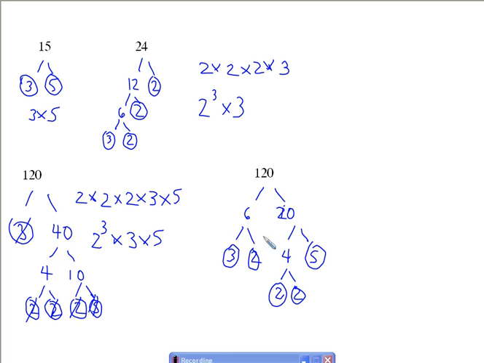So either way, I'm going to end up with the same thing, because if you look here, I still got 2 times 2 times 2 times 3 times 5. And that's going to be 2 to the third power times 3 times 5, which is exactly the same as I got over here, which makes perfect sense because this does multiply out, and it equals 120, and so does this. So it doesn't matter how you approach it, which thing you start dividing with. I could start by dividing this by 2 and end up with 2 and 60 over here, and I would still end up with the same prime factorization if I followed it through to the end the right way.